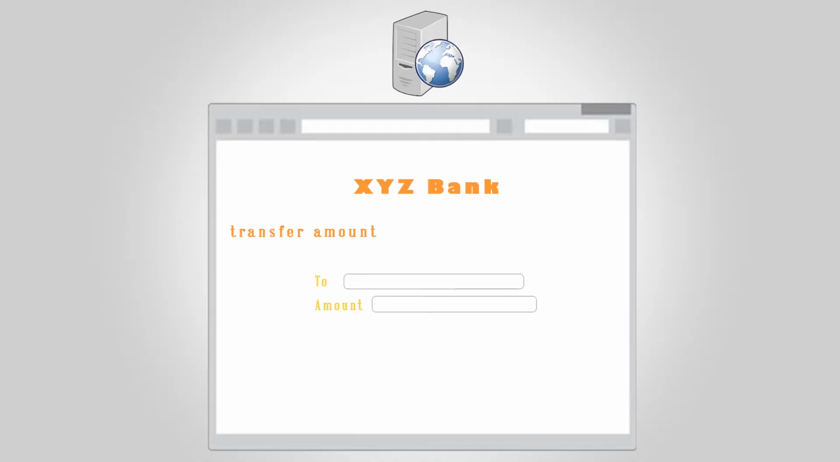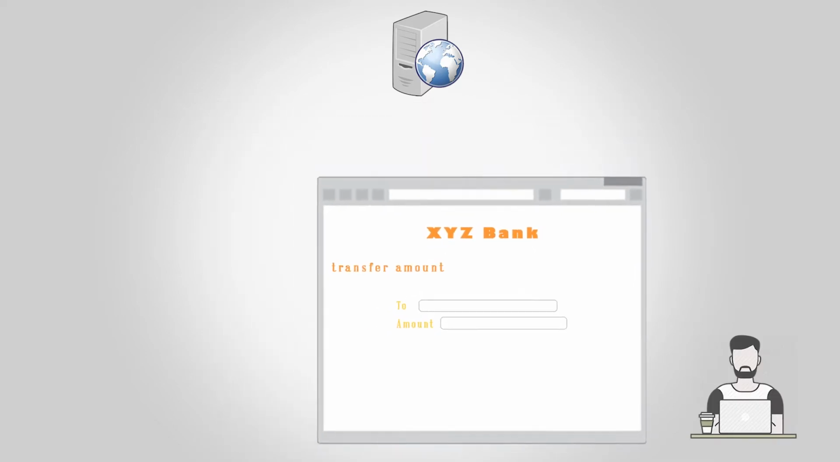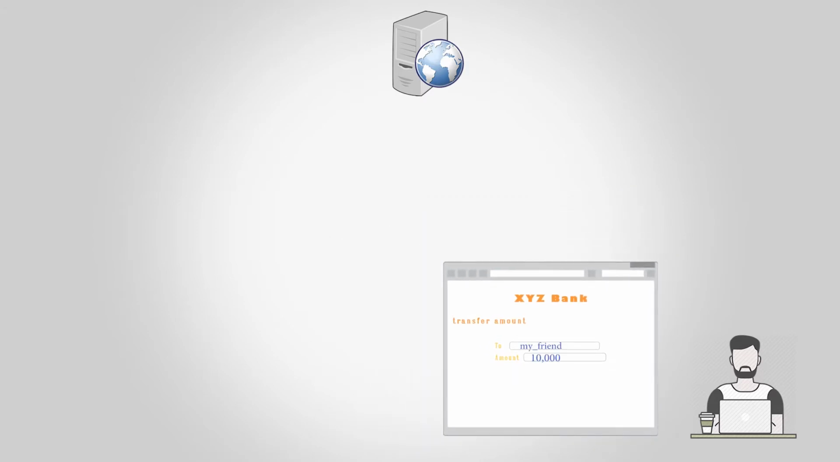Cross-site request and forgery. There are actually three keywords there: cross-site, request, and forgery. So let's try to make sense through an illustration. Let's say you want to transfer 10,000 rupees to your friend's bank account. For that, you visit your particular bank website. Let's say the bank website is xyzbank.com. So you navigate to the transfer page where you find a particular form which says to and amount.